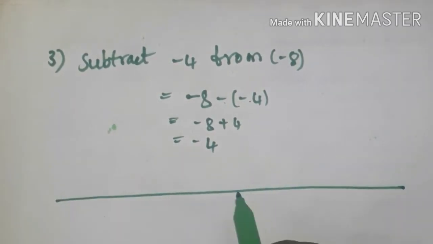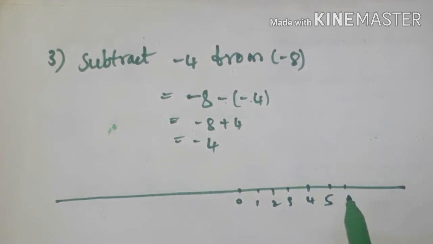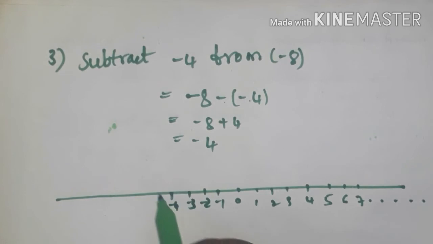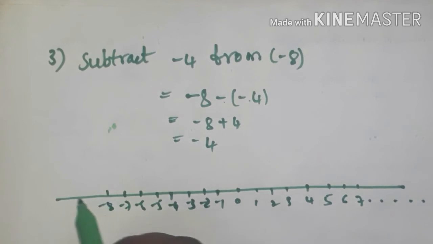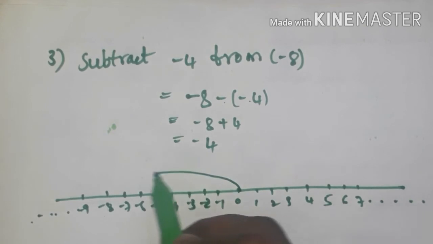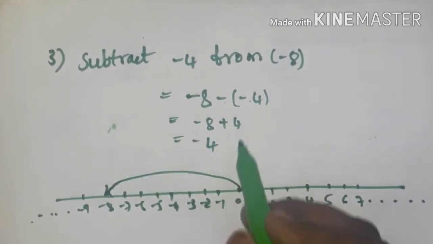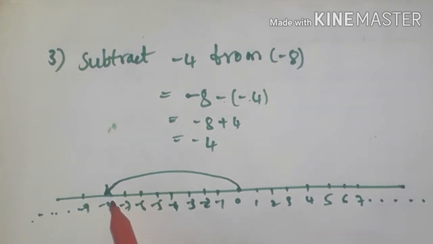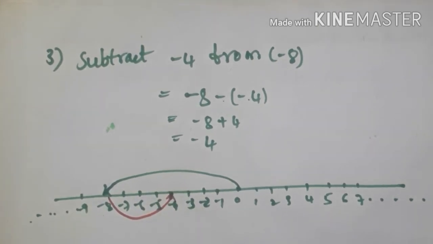Now draw a line and represent the values, and first move 8 steps to the left of 0, because we have minus 8. We have a negative integer, that's why we have to move 8 steps to the left of 0, 0 to minus 8. Then move 4 steps right from minus 8, because we have plus 4. Then we draw from minus 8 to minus 4, so we reach minus 4.